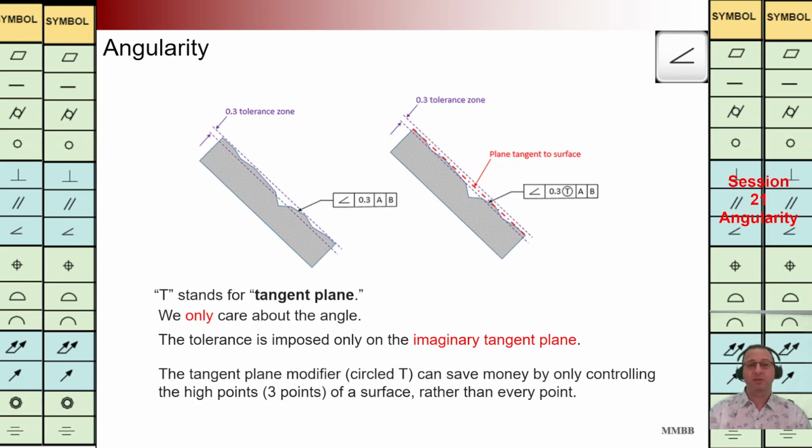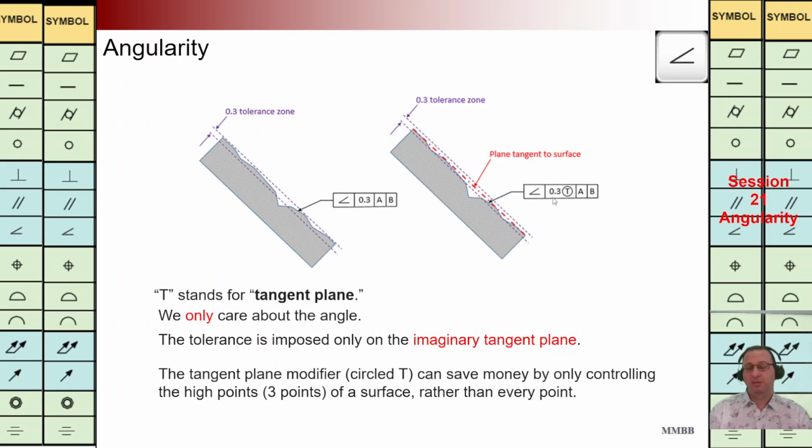Today we're going to talk about angularity. As we can see here on this figure, at top left, we are going to control the orientation of this surface with the TZ of 0.3 back to A and B. As we can see, this wavy surface is not in the acceptable area. But by adding the modifier T, it can be acceptable.